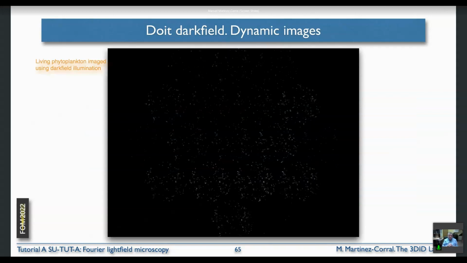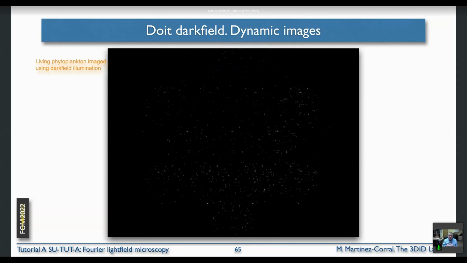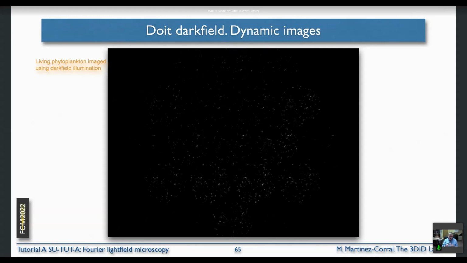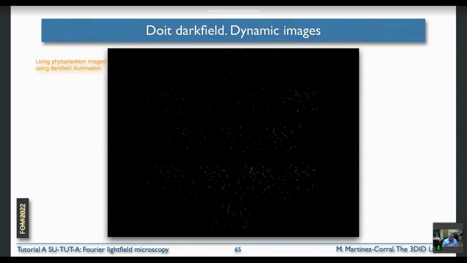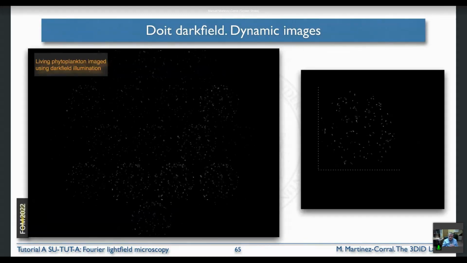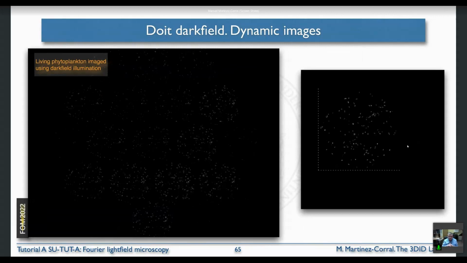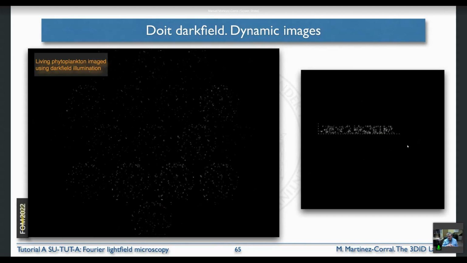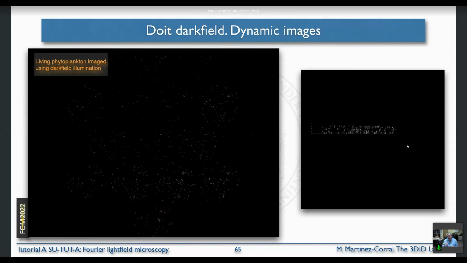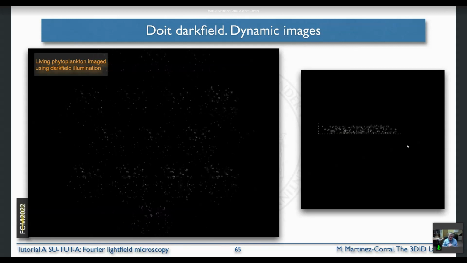This is dynamic. These are the elemental images obtained with the light field microscope of living phytoplankton. And this is an image using the dark field illumination mode. So you can obtain in real time this two-dimensional information and also this three-dimensional information. Of course, you can do particle tracking and many other things, and depth measurements, and so on.